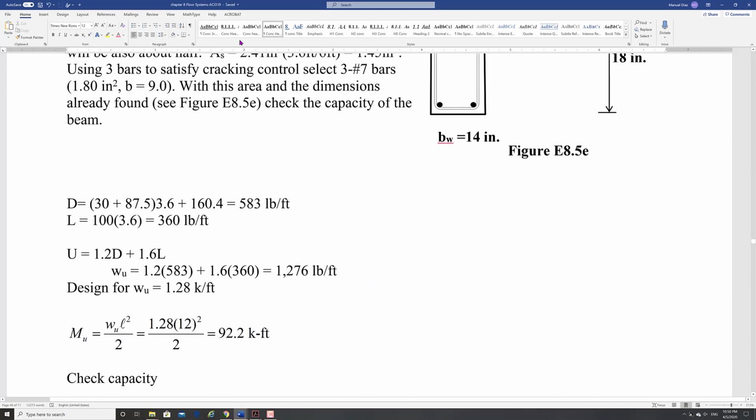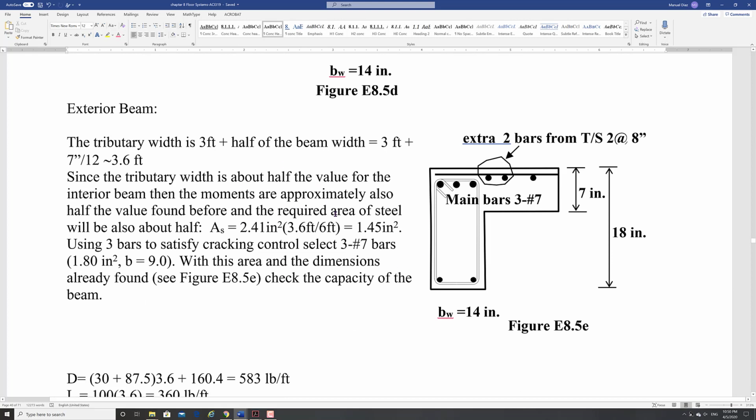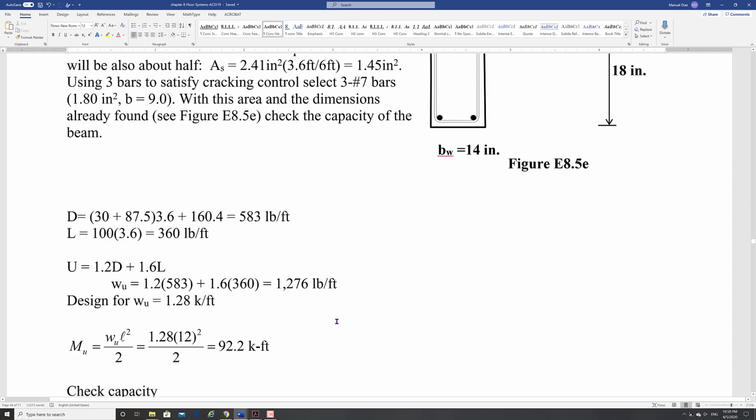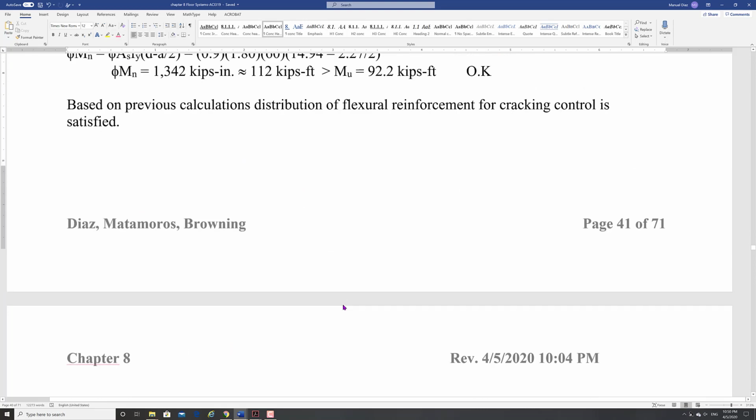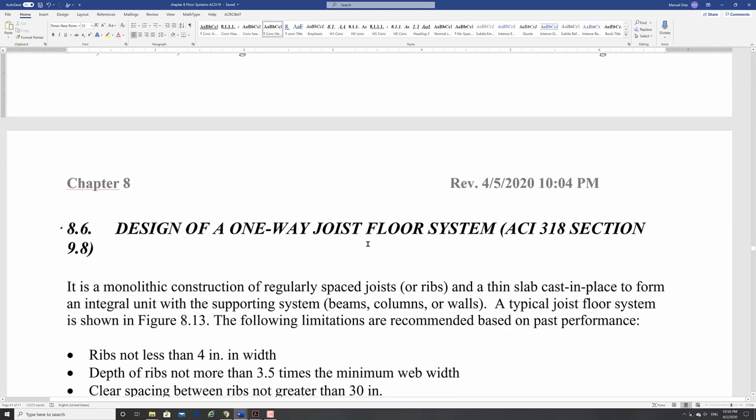Okay. So look at it. If you have any questions, just let me know. But those are things that you can do to simplify certain calculations. Okay, the next thing is one-way joist system, so I'm going to stop here and we'll do joists in a different video.